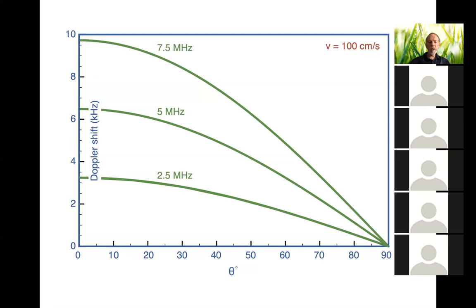However, as the angle increases, the Doppler shift decreases, slowly at first, but then more rapidly, until eventually at 90 degrees, there is no Doppler shift at all, no matter what the velocity, no matter what the ultrasound frequency. So at 90 degrees, there will never be a Doppler shift. We'll learn later on there's an artifact at 90 degrees, but not a real Doppler shift.